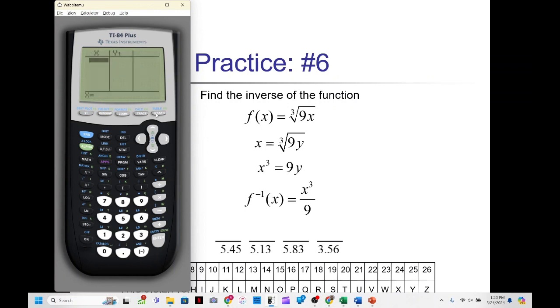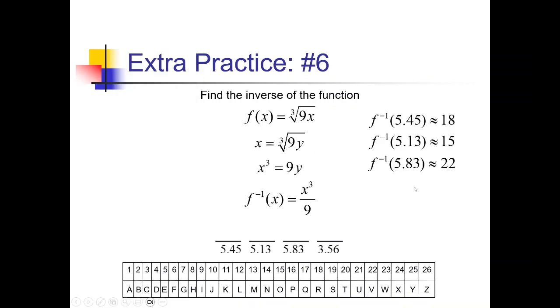Let's do second table now. Plug in 5.45. That gives me about 18. 5.13 is about 15. 5.83 is about 22. And then 3.56 gives us roughly 5. So 18, 15, 22, and 5. 18 is R. 15 is O. 22 is V. And then 5 is E. Rove, that actually spells a word. I'm not sure if that's the word they meant to spell, but it is one thing we could form with those letters. On to the next.